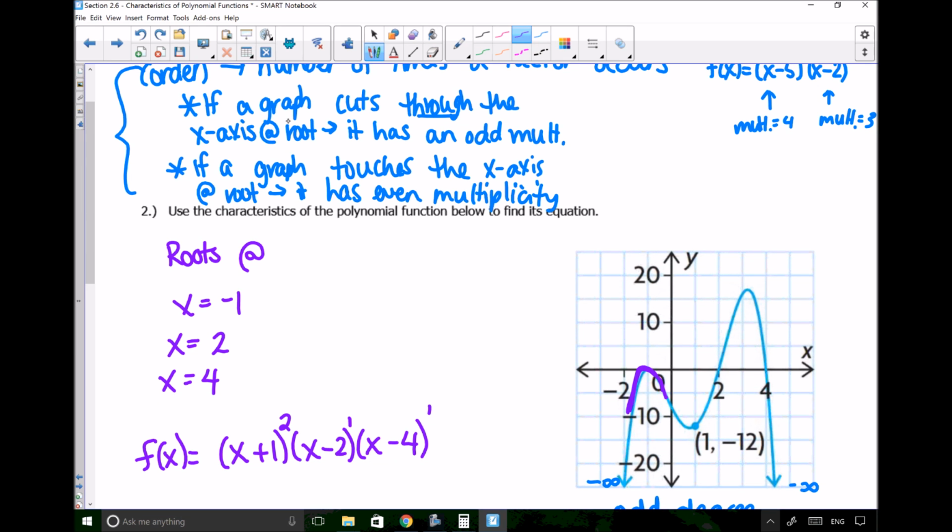Again, remember, if a graph cuts through the x-axis at a root, it has an odd multiplicity. So it only cuts through it. Here, we need an odd multiplicity. Okay, how do I know it's 1 and not 3 and not 5 or any other number? Because this is behaving right here like a linear function. This one, however, is behaving like a quadratic function, but also if it touches the x-axis at a root, then it has an even multiplicity.